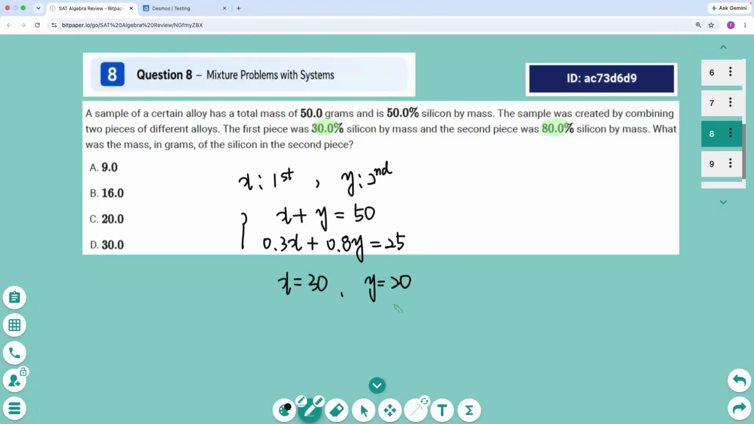Be careful, the question asks for the mass of silicon in the second piece, not the total mass of the second piece. So y equals 20 is not the final answer. Since the second piece is 80% silicon, the mass of silicon in the second piece is 20 times 0.8, which is 16 grams. So the mass of silicon in the second piece is 16 grams, which corresponds to choice B.